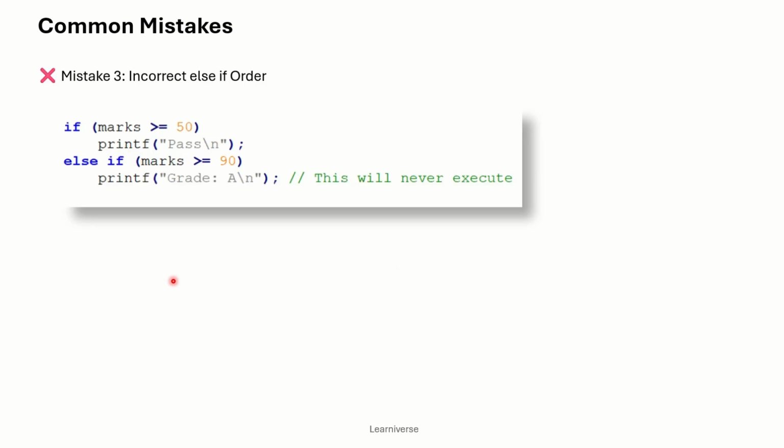The third mistake could be incorrect else if order. So suppose in this example, let's say marks is 94. The first condition itself will be true, then it will say pass. It will never come to the else if part. So that's how we can fix it: we have to order conditions logically. By doing some logical thinking, we can make a proper order here, and then we can avoid such mistakes.